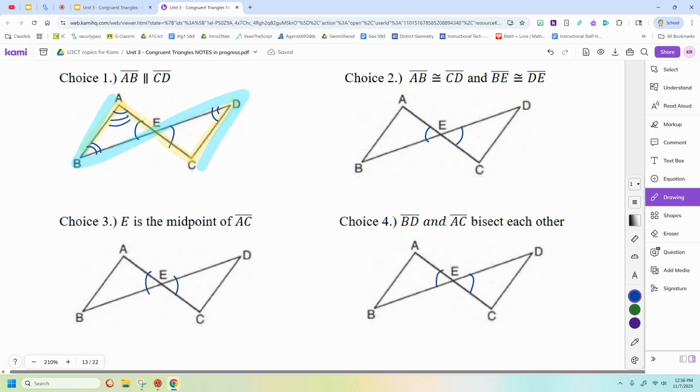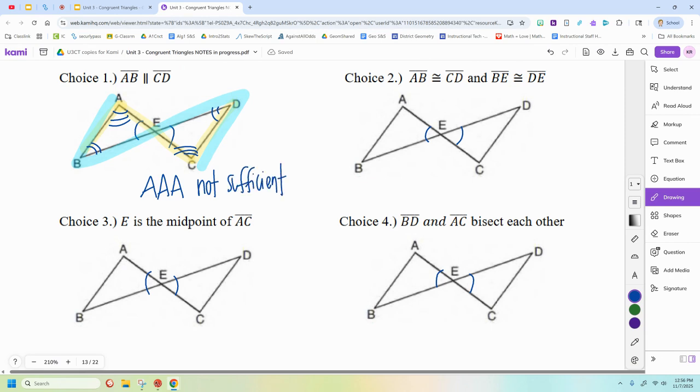It's all angles. It's all angles. Does all angles work? No. Not for congruent. It will work for similar. So choice 1 is not sufficient, right? Okay.